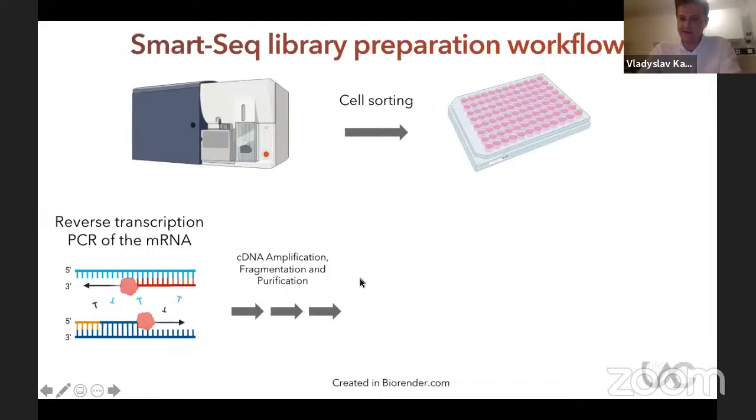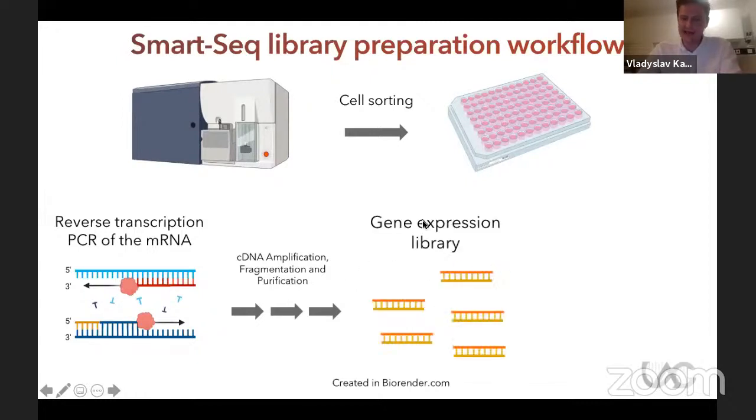So afterwards, you can amplify, fragment, and purify your library. And in the best case, you would get a very sensitive gene expression library of each well that you have in your 92 well plate. So basically, what are you gaining with this method? You are gaining a whole transcriptome gene expression library afterwards that is pretty sensitive.